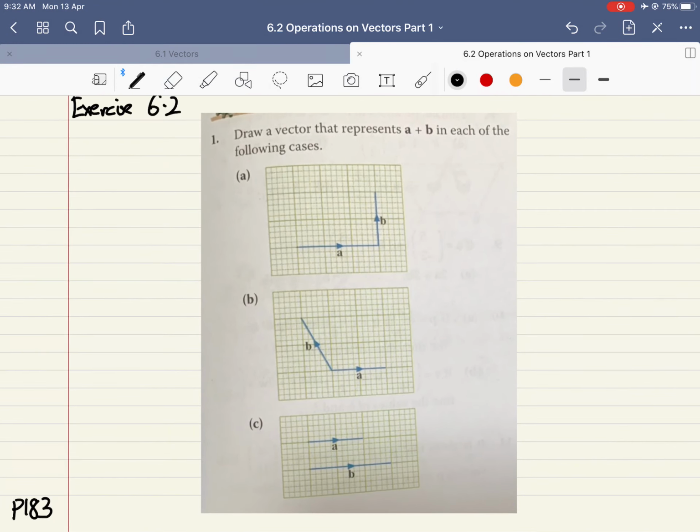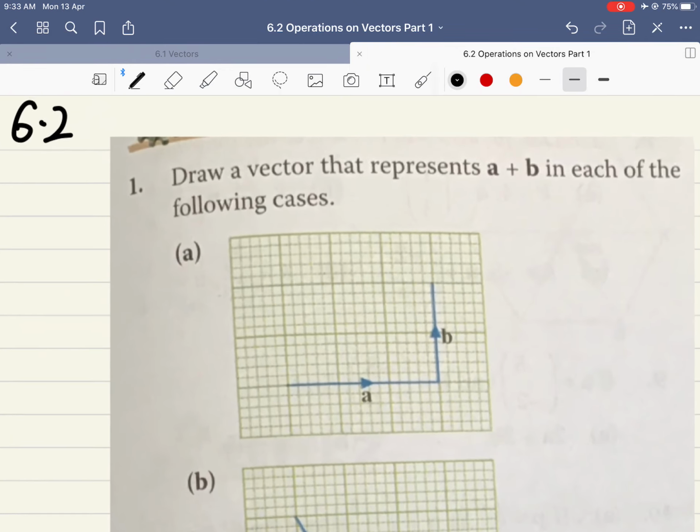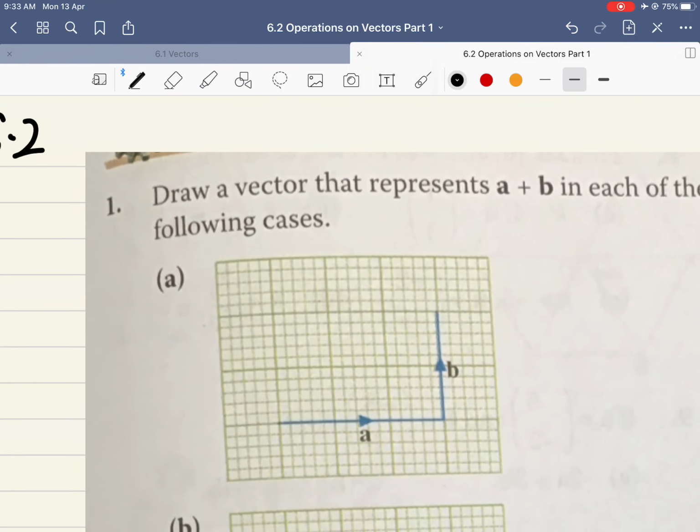Now I'll show you some examples from exercise 6.2. This can be found on page 183 of your textbook. It will just reinforce what we have learned for the addition of vectors. First and foremost, what I'm trying to find is to draw a vector that represents A plus B in the following cases. So what I have is vector A plus vector B.